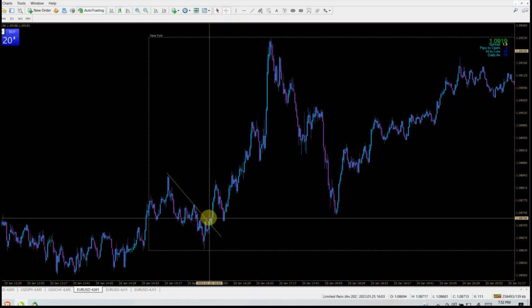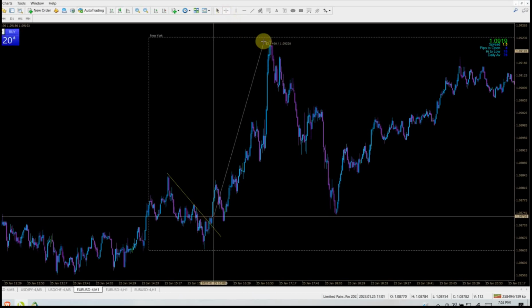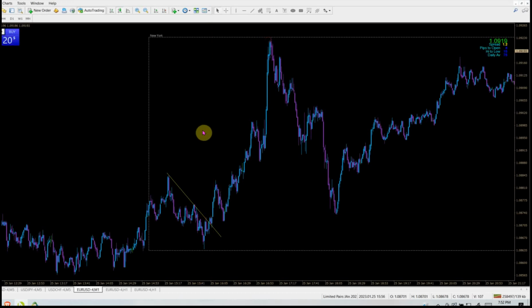If you had gotten in somewhere around here, again, 50 pips. And then on the way back down, once you see this thing peak out and maybe you get an engulfing candle, you trade it back down. So that's basically how you do this, guys.